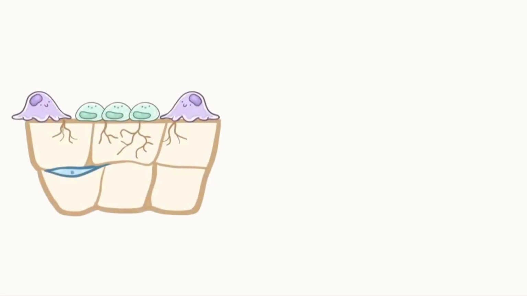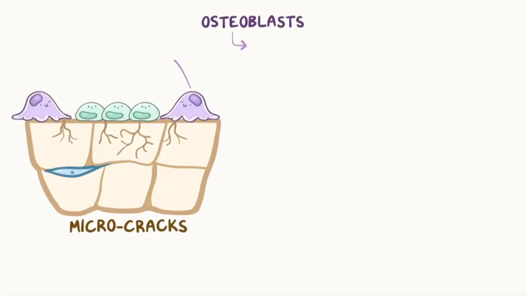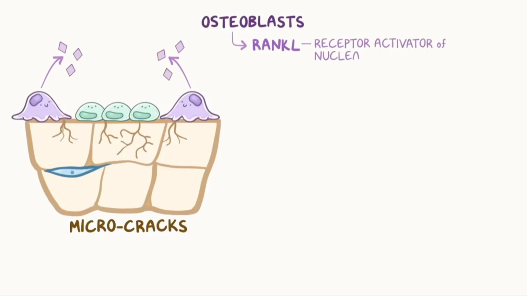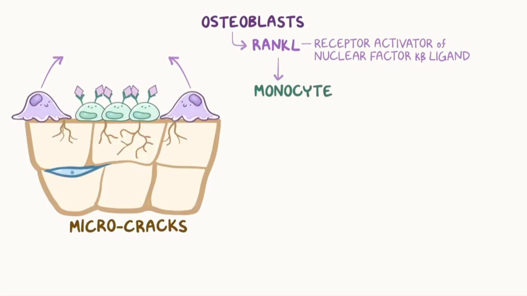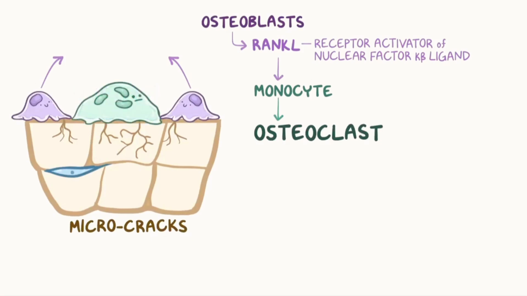Now, in bone remodeling, the process begins when osteoblasts sense microcracks at their location, like when your bones are bearing too much weight. The osteoblasts produce a substance called RANK-L, which stands for receptor activator of nuclear factor kappa beta ligand, which binds to RANK receptors on the surface of nearby monocytes. RANK-L induces those monocytes to fuse together to form a multinucleated osteoclast cell. RANK-L also helps the osteoclast mature and activate so that they can start resorbing bones.